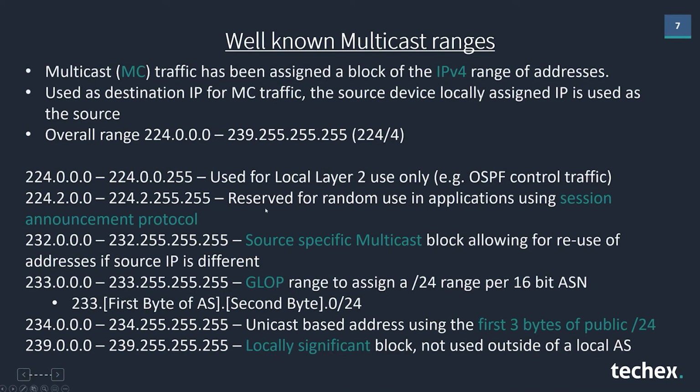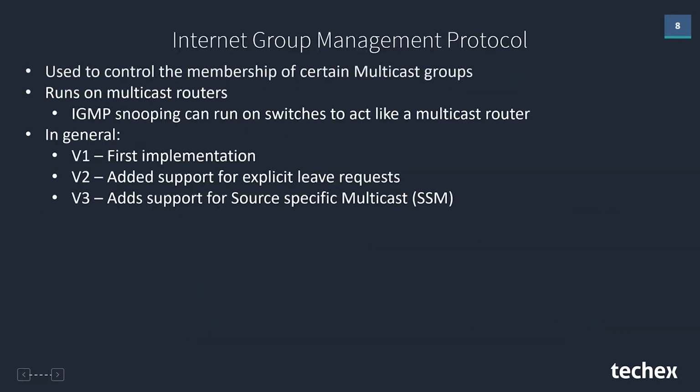And then finally, you have a locally significant block. That is used inside one specific network range. In this case, we have the 239/8 range. Don't worry, I won't test you guys on this in the quiz, so you don't need to memorize it. And I wouldn't spend time trying to memorize this unless you need to for exams or something along those lines.